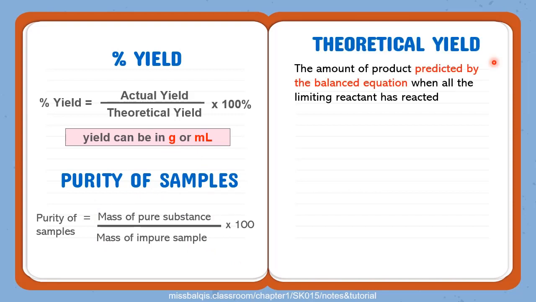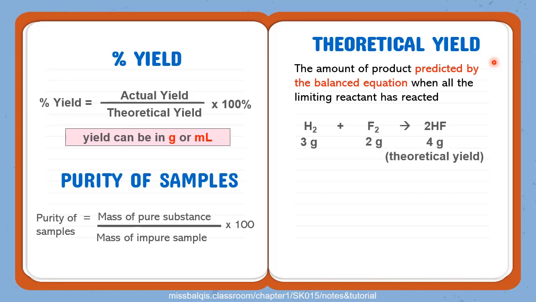So theoretical yield is basically the amount of product predicted by the balanced equation when all the limiting reactant has reacted. In reality, chemical processes never reach the theoretical yield. A possible reason could be that the reaction wasn't given enough time to complete, or if the process involves transferring between containers or filtration, then obviously you could lose some product in those transfer processes. So there's a lot of reasons why we could never get that 100% yield.